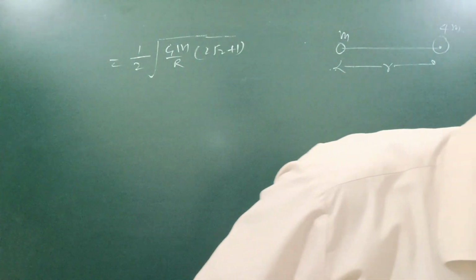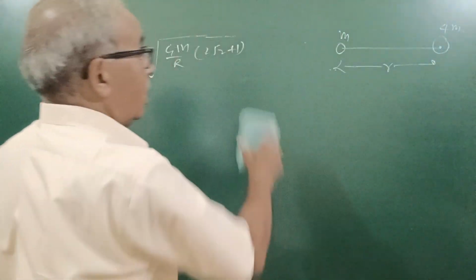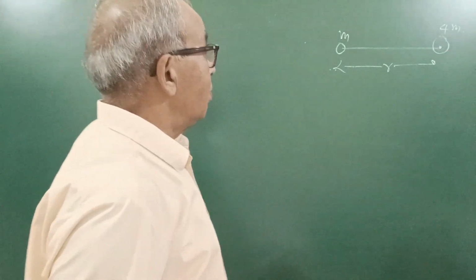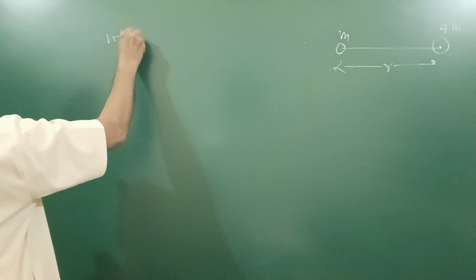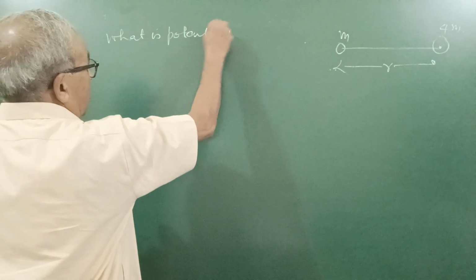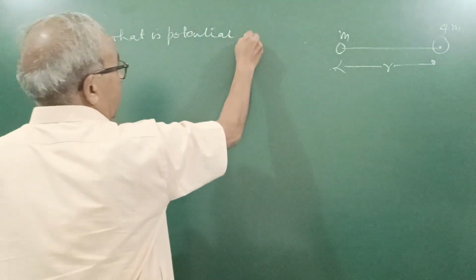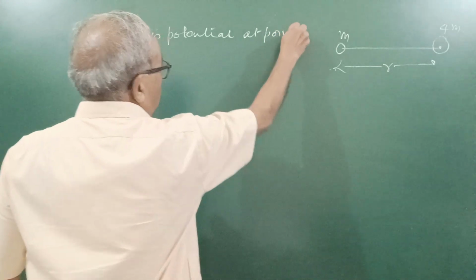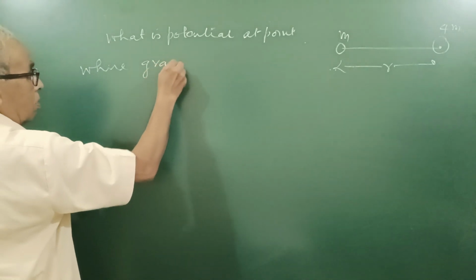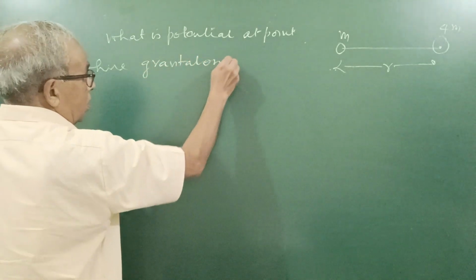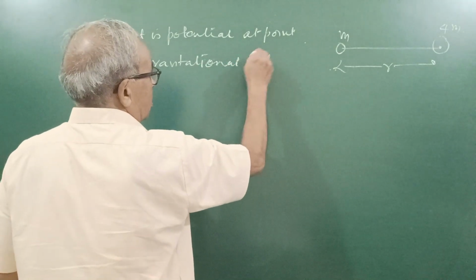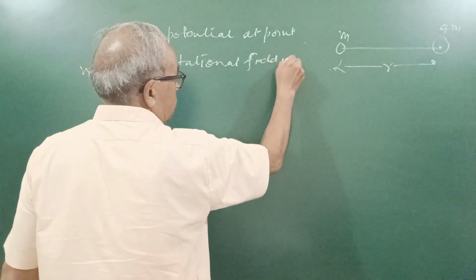Now here these masses m and 4m are placed at distance r. They ask what is the potential, that is, the gravitational potential at the point where the gravitational field is zero.